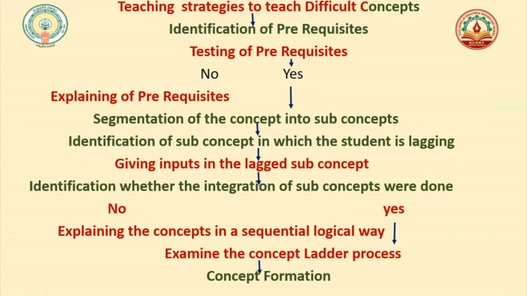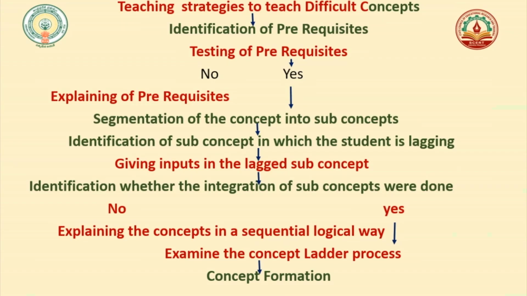The third one is the identification of the sub-concept in which the student is lagging. After that identification, we have to give the inputs in that particular lagging sub-concept to the children. And the fourth one, the most important step, is to check whether those sub-concepts were logically integrated or not for the concept formation. This is the most important last step.